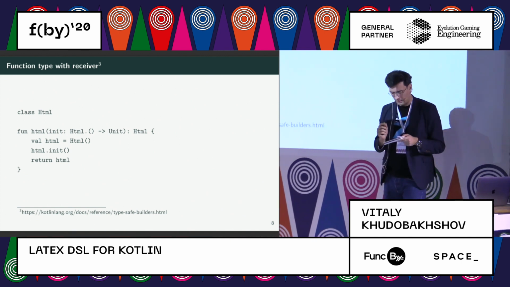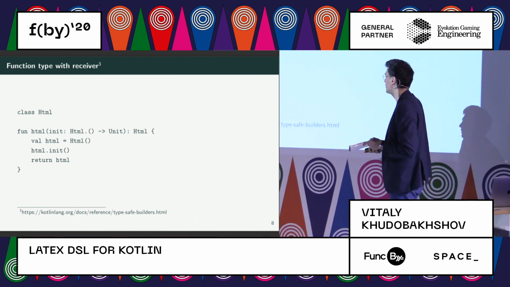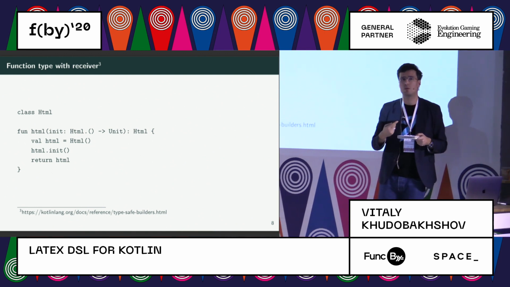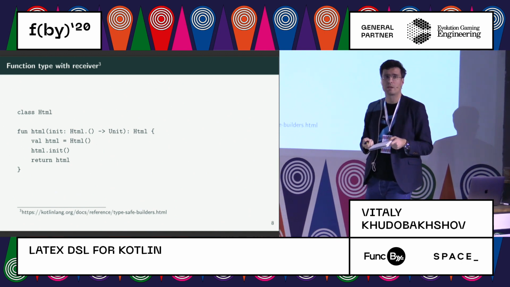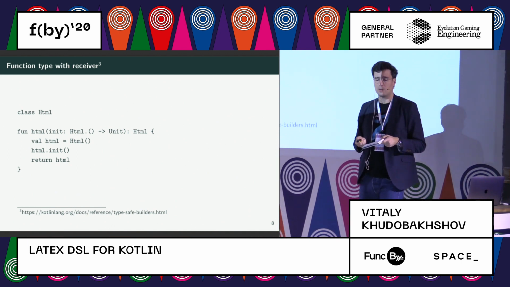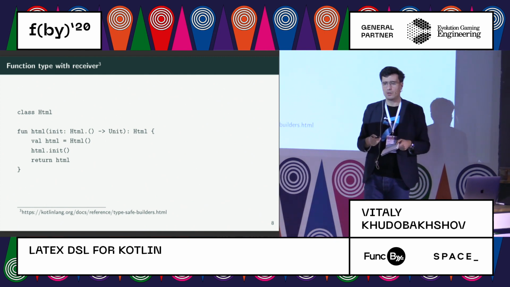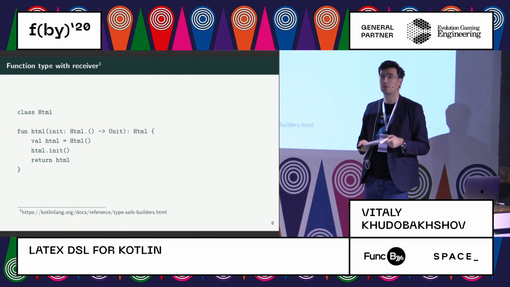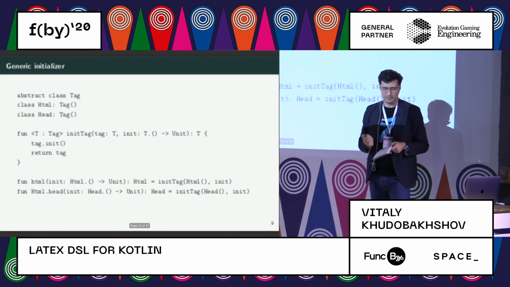Moreover, we will see it in the next slides. You really can access all accessible members of the receiver object without using this itself. So it's a really useful feature which allows us to create very powerful DSLs in Kotlin.